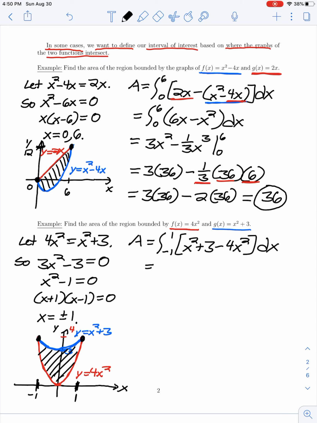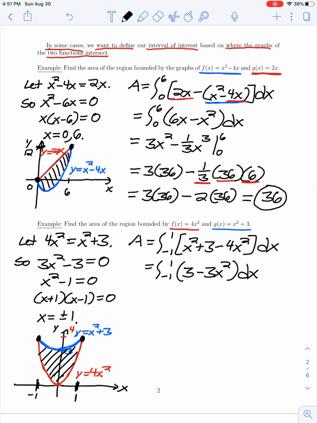Now, what we have here is the integral from -1 to 1 of, grouping the x squared terms, 3 minus 3x squared dx. And so we can integrate from here. Now, one thing I'll mention before I proceed, and I'll point this out in this example because it's a technique we'll use fairly often throughout the semester, is that we can use the symmetry of our region in order to simplify our work a little bit.